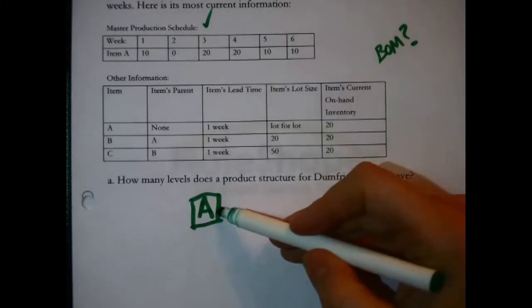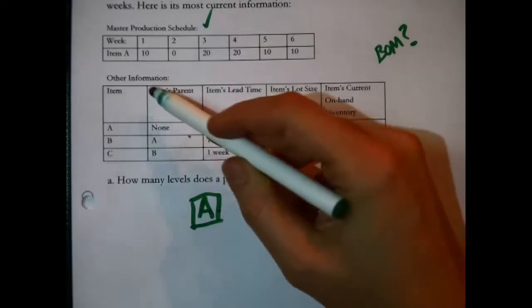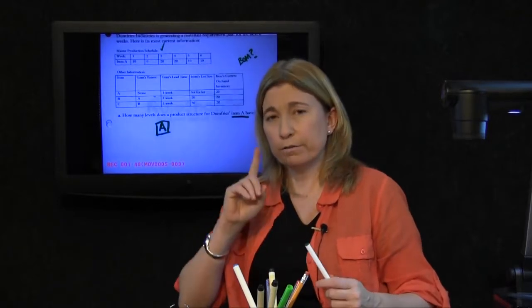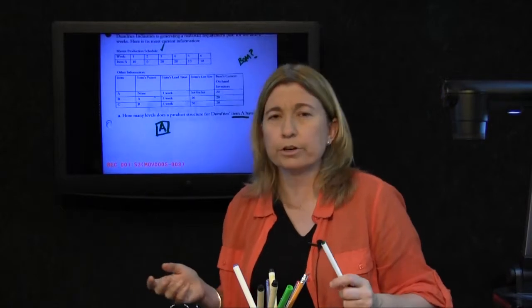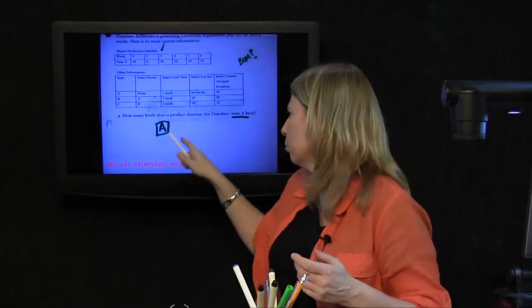Item A must be a finished good, because I notice in the table it says item parent A, none, and finished goods have no parents. A finished good is a level 0 item. Why don't we draw the bill of materials? Finished goods have no parents, so A goes up at the top. Now, what else do we draw?